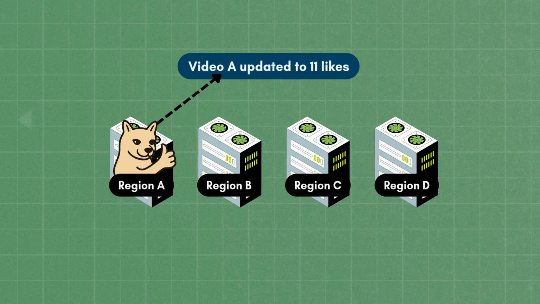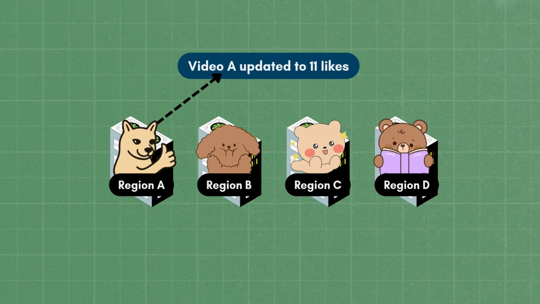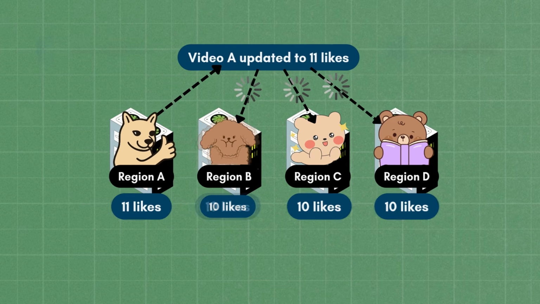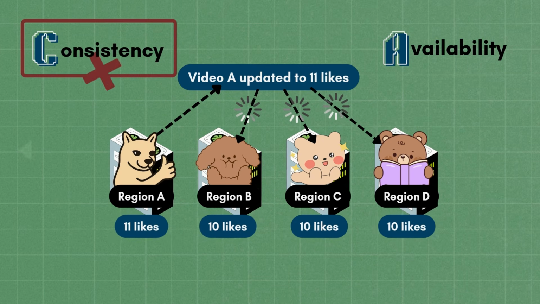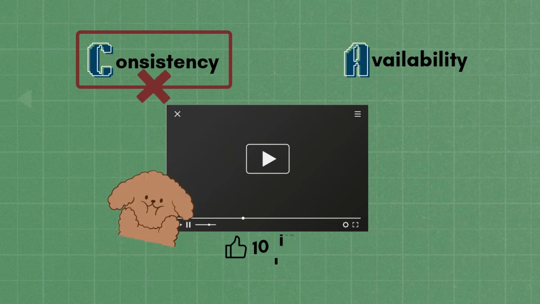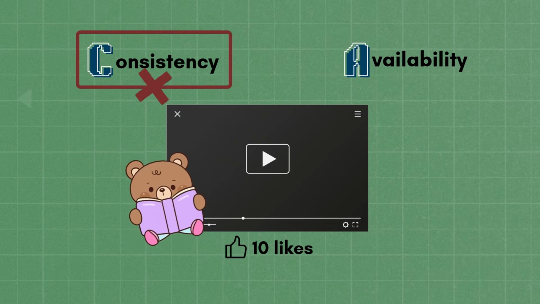However, because the data is replicated across multiple database servers around the world, user B might still see 10 likes for a few seconds. At that moment, the system is technically inconsistent because different users are seeing different values. But for a feature like a video's like count, that is usually acceptable.